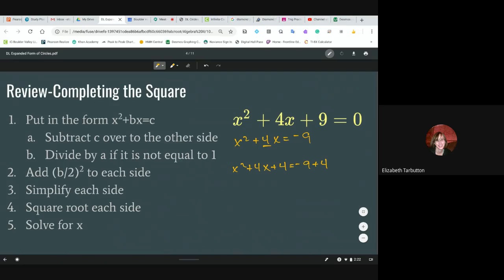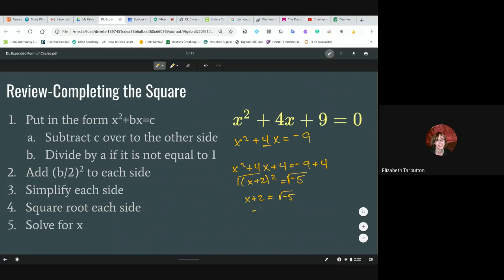And then we're going to simplify each side. And when I say simplify for the left side, that means I want you to factor it into its perfect square trinomial. And then we would just need to get the right side simplified by combining like terms. And then we would square root each side. So we get square root here, square root here. x plus 2 equals square root of -5.